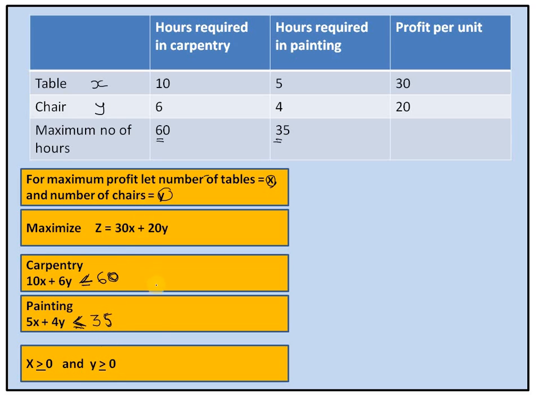This is how I have formulated the linear programming problem. समझ गए? I have to maximize profit, which is 30x plus 20y. Carpentry में I have limitations, so 10x plus 6y should be less than or equal to 60. Painting में there is a limitation, 5x plus 4y should be less than or equal to 35, and I cannot make negative tables and negative chairs. I have to make 0, 1, 2, 3, 4 like that.